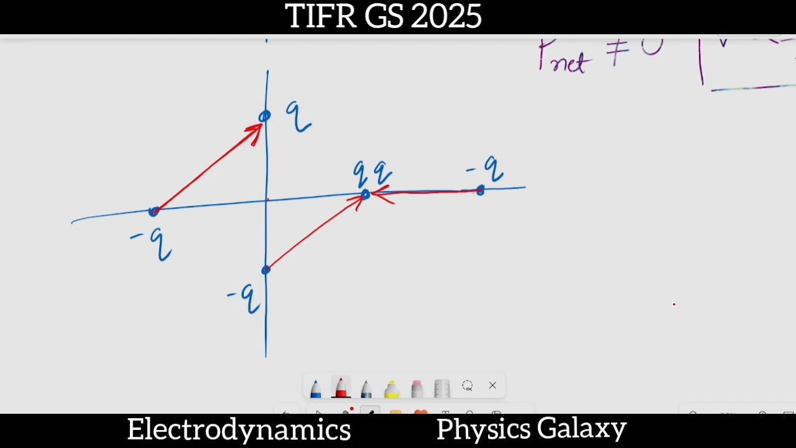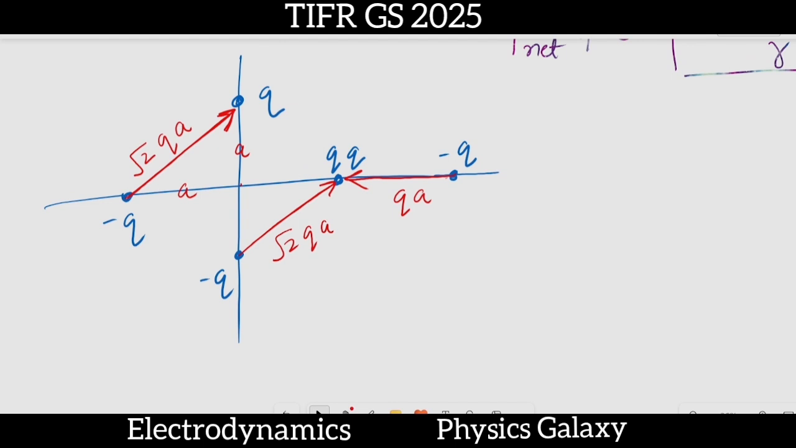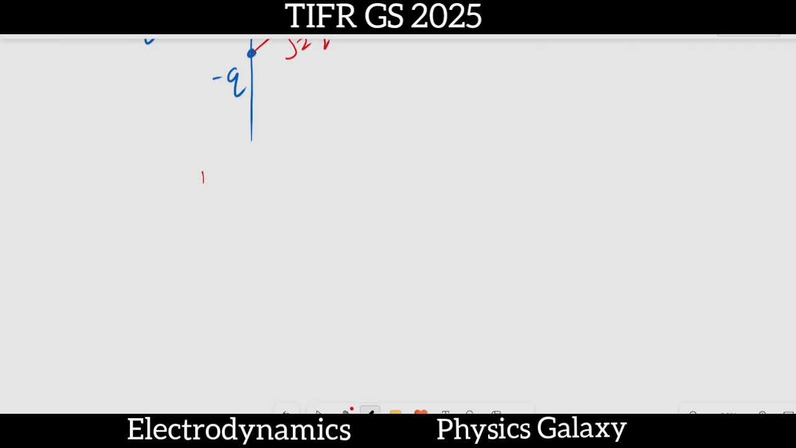What will be the magnitude of each dipole? Because this distance is a and this distance is a, this dipole will be root 2 qa. Similarly, this dipole will be root 2 qa, and this dipole will be qa simply. So we have three dipoles, and their net dipole moment is not 0. Let's try to find the p net.